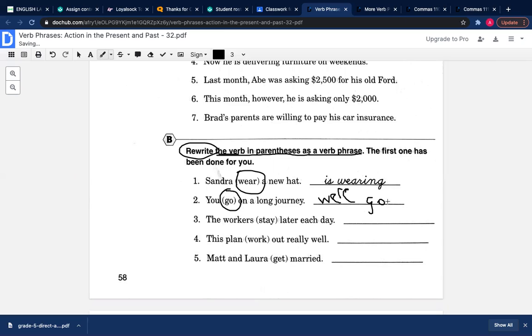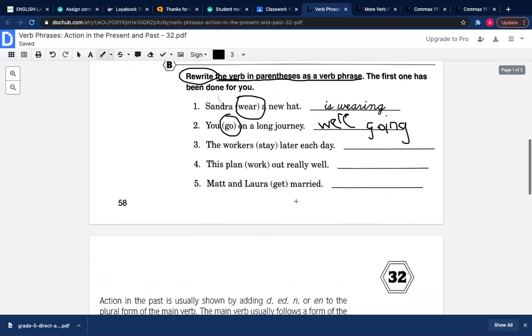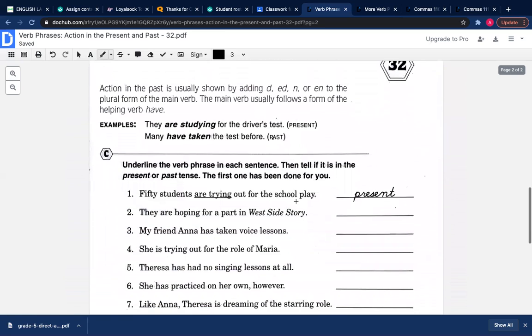Or you can say you are going because that is in the present. Okay? Either one of those phrases, you were going or you are going, would be correct there. All right, moving on, there's another page.